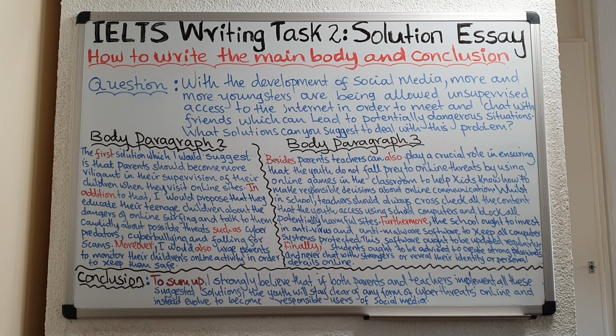So I introduce my second solution with the linking words in addition to that, and then I explain it. I would propose that parents educate their teenage children about the dangers of online surfing and talk to them candidly about possible threats such as cyber predators, cyberbullying, and falling for scams. So the first solution has to do with vigilant supervision. The second solution has to do with educating their children about the dangers of online surfing.